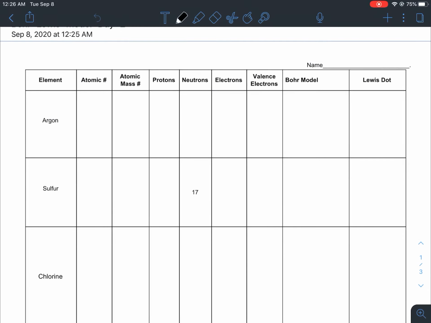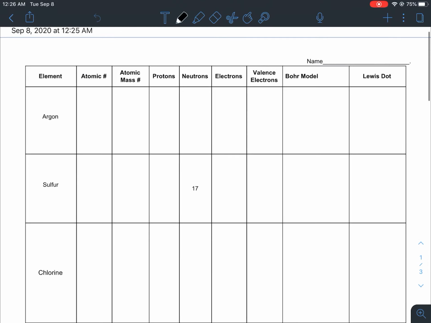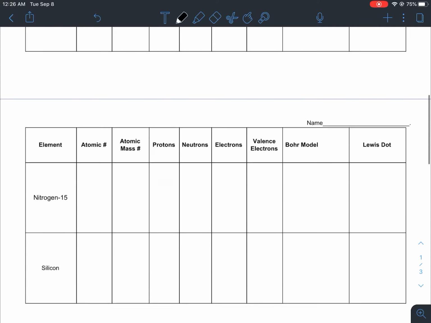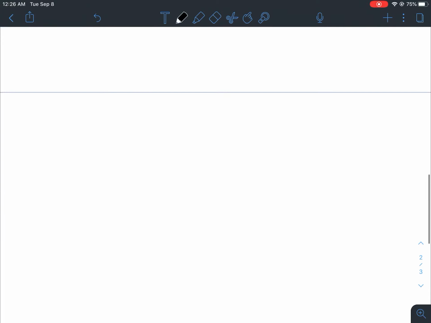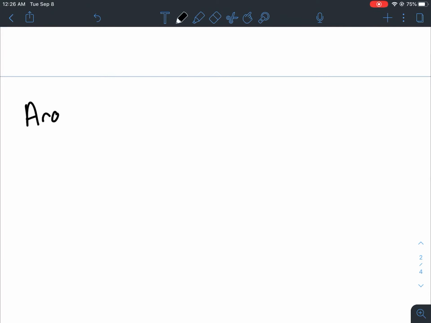Alright, so what we're going to do here, we're going to actually do this element right here. We're going to do argon. I'm going to do the whole thing and show you how it's laid out. I'm going to bring it down here just so we have a little bit more room to work. So we're going to work with argon.